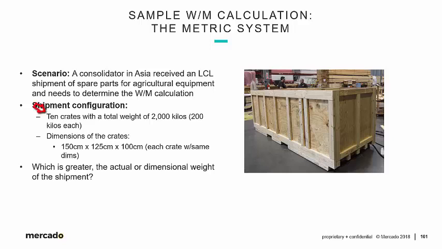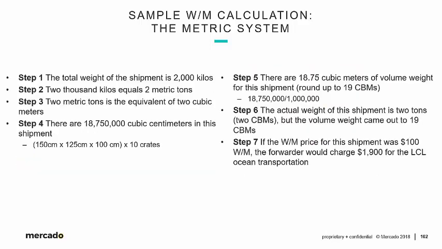We have 10 crates with a total weight of 2,000 kilos, 200 kilos apiece. The DIMs of the crates are all the same, 150 centimeters by 125 by 100. Our big question, which is greater, the actual or dimensional weight of the shipment? Step 1, we already know that this shipment weighs 2,000 kilos. Step 2, we also know that 2,000 kilos is the equivalent of 2 metric tons, and that 2 metric tons can be expressed as 2 cubic meters. That's in step 3. Easy breezy.